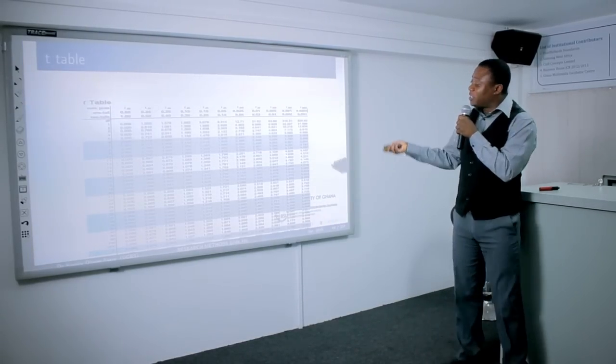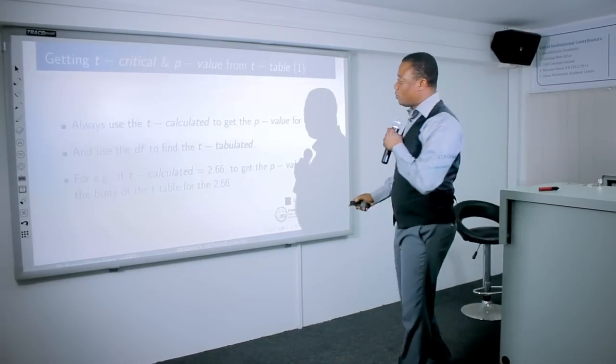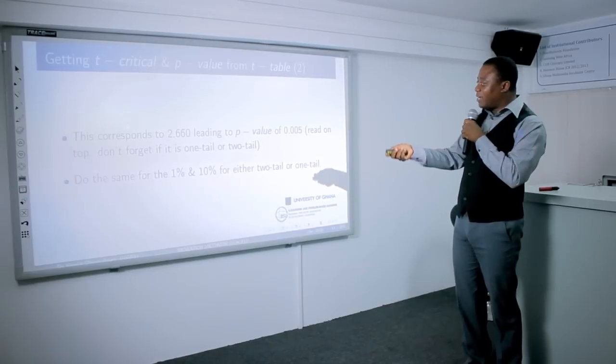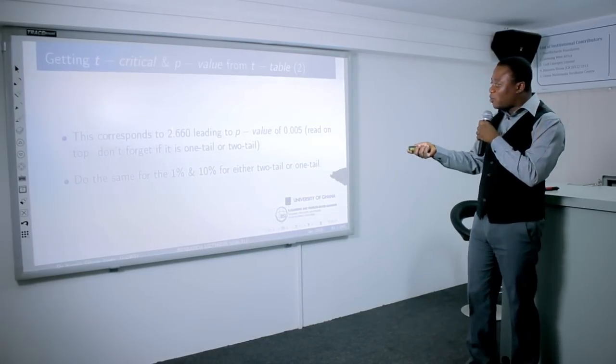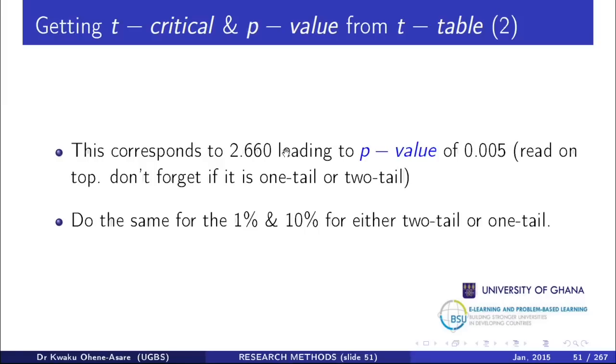If I should tell you to go over this one right now, you will joyfully go over it. No problem at all. All that we did, I've written it here for you. This corresponds to 2.660, leading to a p-value of 0.005, just as we said. Read on top; don't forget if it is a one tail or a two tail. Do the same for 1%, do the same for 10%, for either two or one tail.